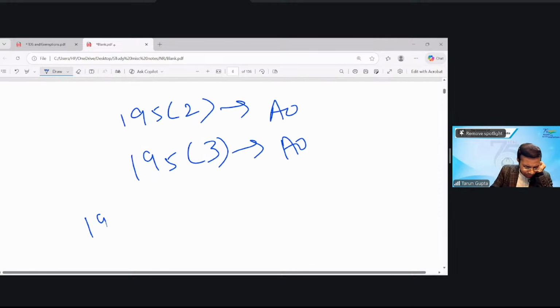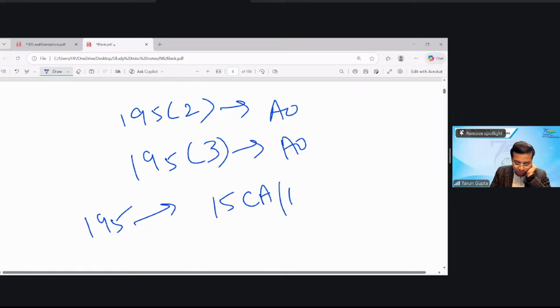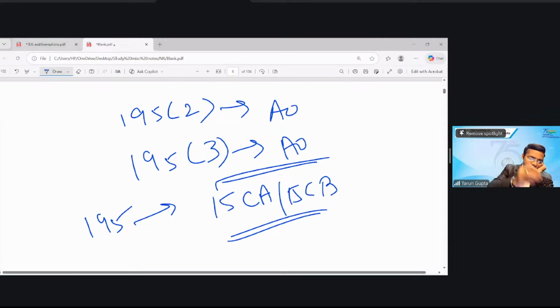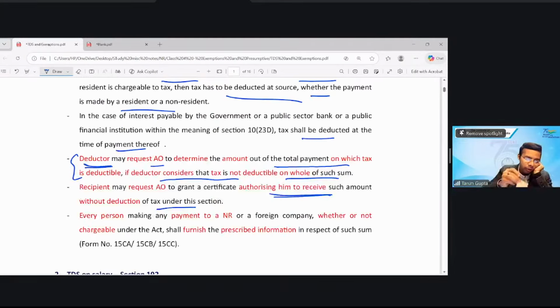Then section 195 says that even if the payment is not subject to tax, still you have to furnish a form specifying the amount and the nature of the payment. So these forms are generally Form 15CA and 15CB. 15CB is a certificate which the chartered accountant gives, certifying that the payment so made is not taxable. 15CA is the form which the bank requires the payer, the remitter, to fill.